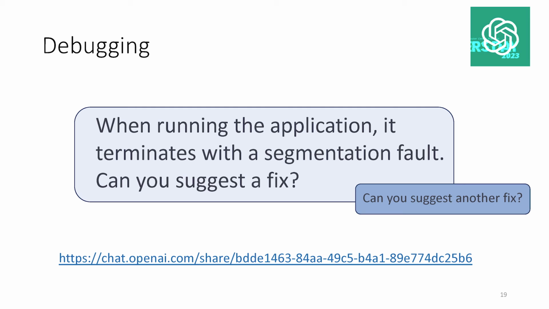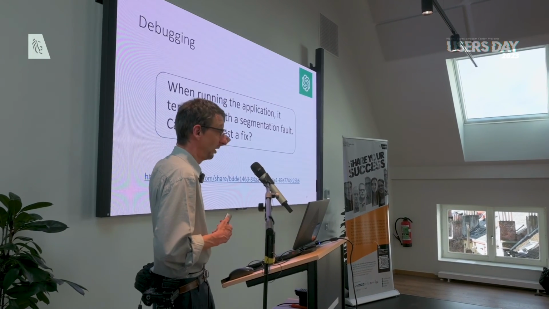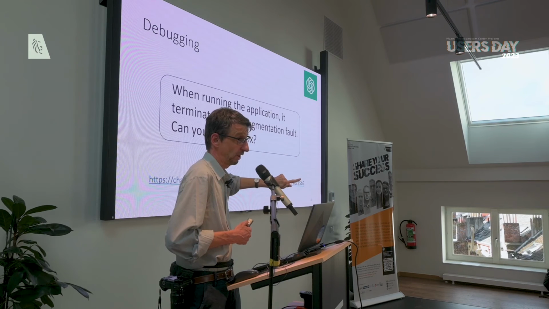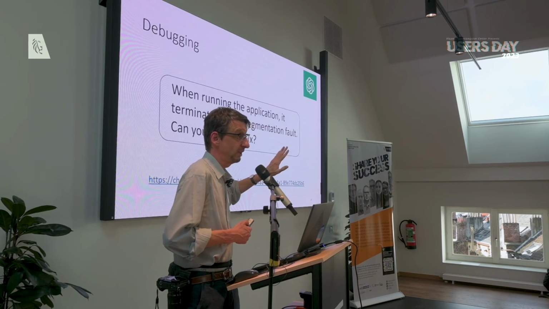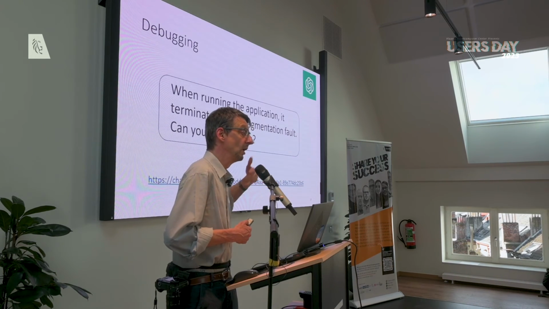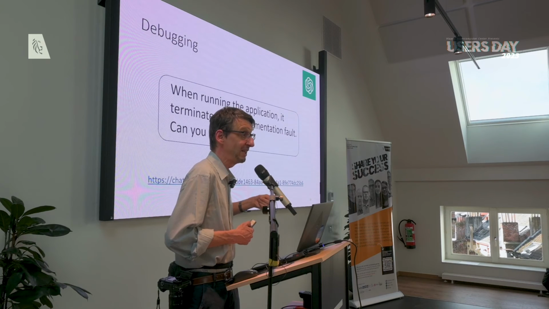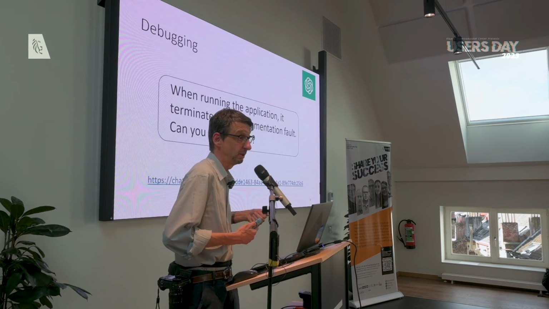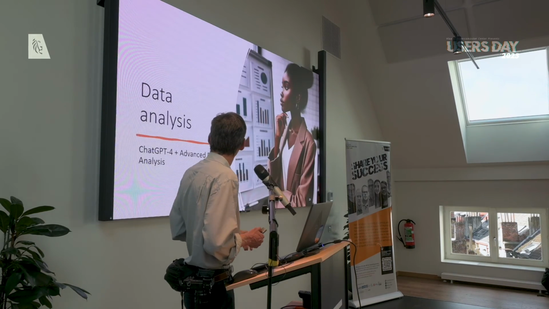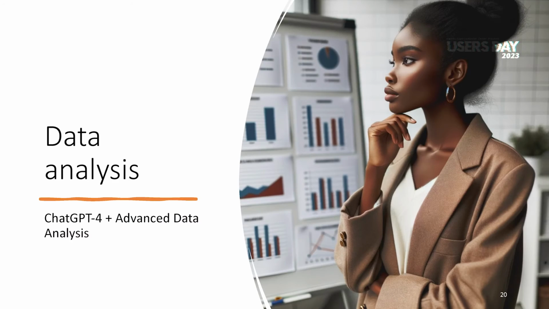Okay, debugging. Also a nice one. So basically, it terminates with a segmentation fault. We've all been there, whatever. So basically, easy to fix. Just feed it to ChatGPT, source code plus error message, and it will tell you, okay, this is a segmentation fault, and what you're doing wrong is addressing an array. Okay, please give me suggestions of how to fix the error. It comes up with quite impressive suggestions. Quite good.